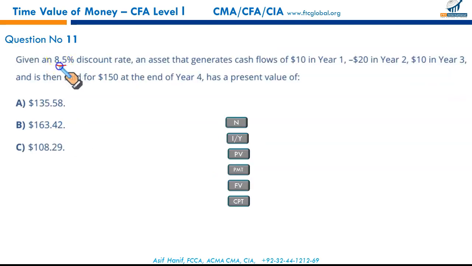Given an 8.5% discount rate, an asset that generates cash of $10 in year 1, $20 in year 2, and $10 in year 3, and is then sold for $150 at the end of the 4th year. What is the present value? Now you can't solve it in the normal conventional way. Now that is where practice comes in.